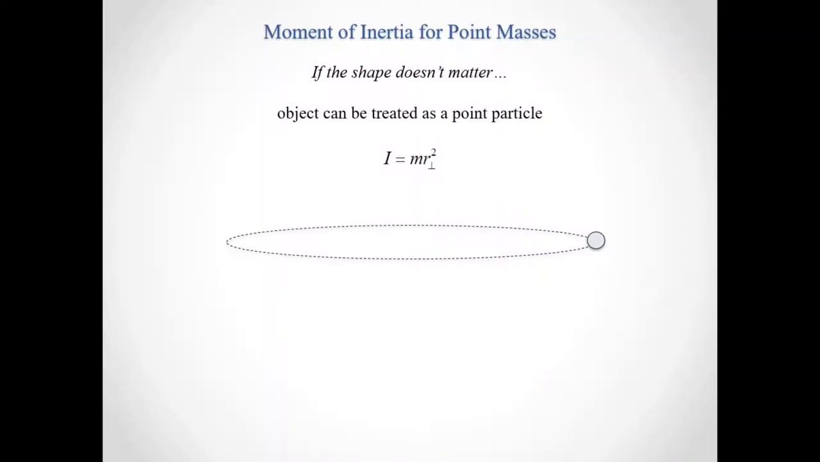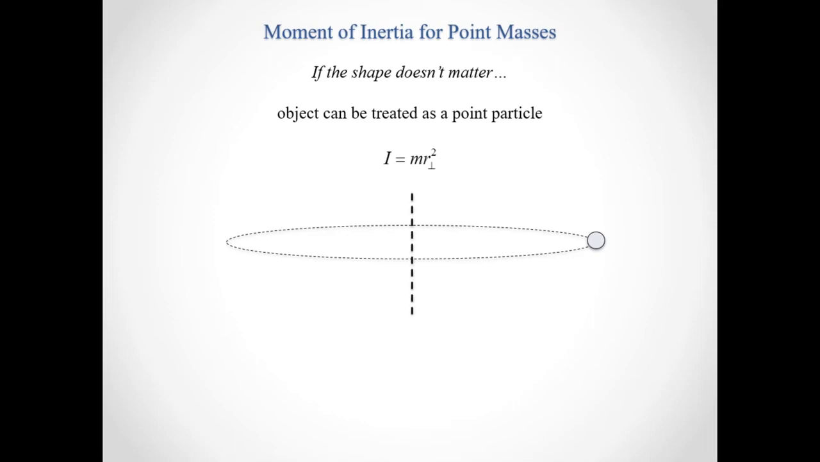So we said one of the ways that we're going to need to deal with the moment of inertia is if shape doesn't matter. And so what does that really mean? Well, fundamentally what it means is that your object can be treated as if it were a point particle. So there's a way to calculate the moment of inertia for a point mass that's given by the equation sitting here in the middle of the screen. So the moment of inertia I is equal to the mass of your object times r perpendicular squared.